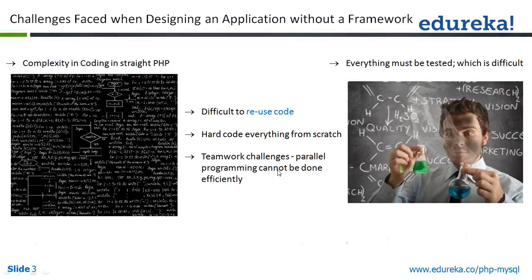Teamwork challenges: parallel programming cannot be done efficiently. Everything must be tested, which is difficult. This person is having confusion about what to do next. Everything has to be tested, and the code is like that, because everything is written in the same program itself.